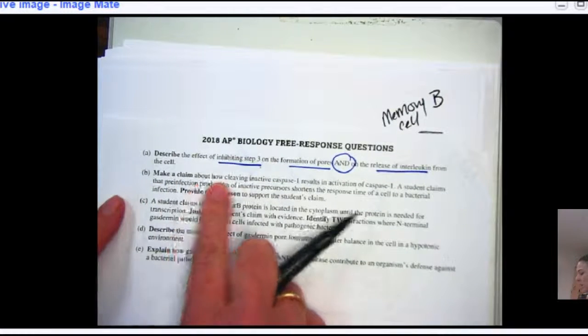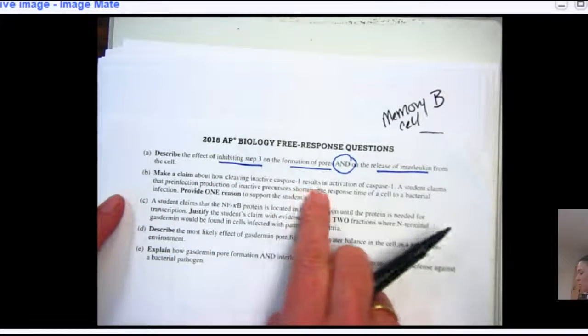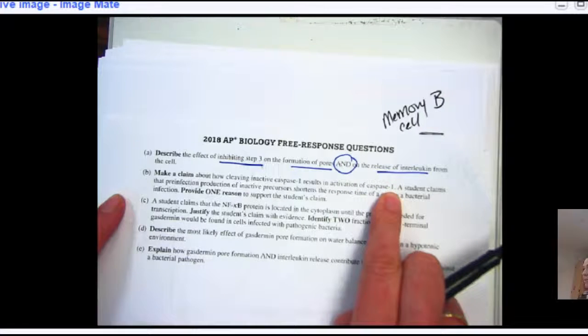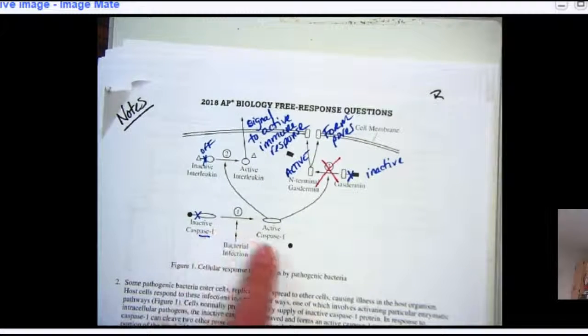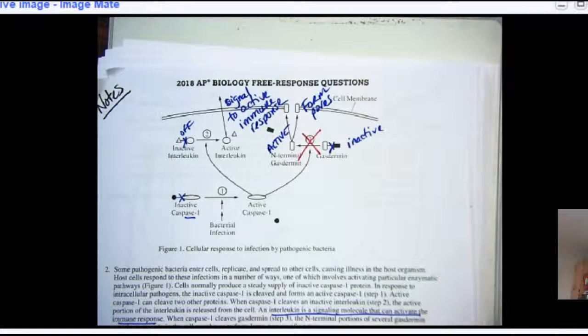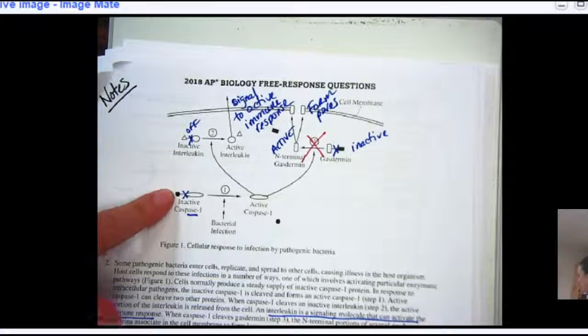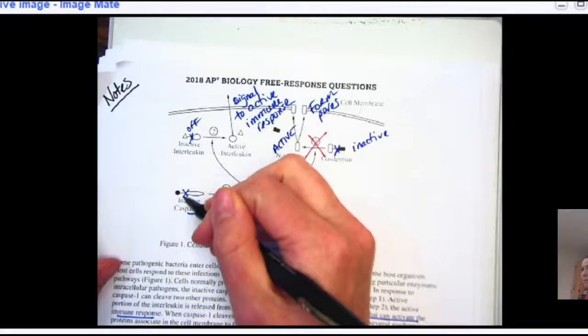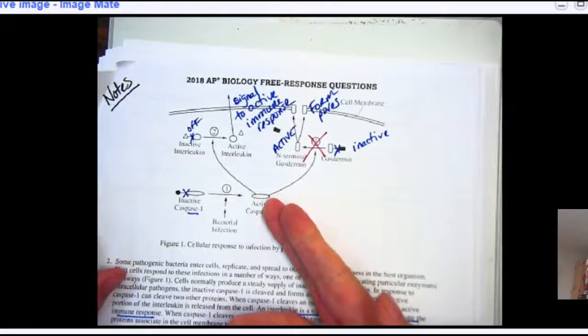So we need to make a claim about how cleaving inactive Caspase-1 results in the activation of Caspase-1. So we have to make a claim of how we go from the inactive Caspase to active Caspase-1. And what would you guys say? How do you go from inactive to active? So by cutting off or cleaving the inactive Caspase, why would that make it active?